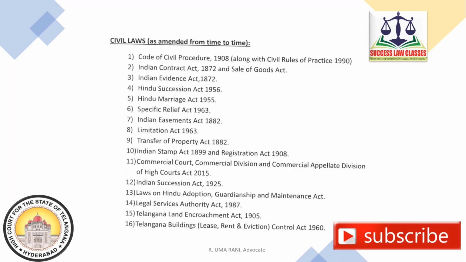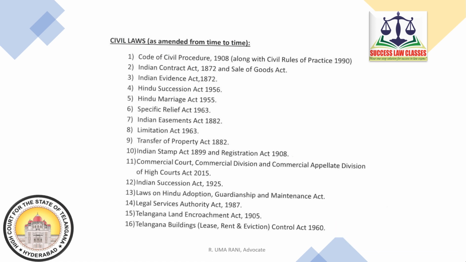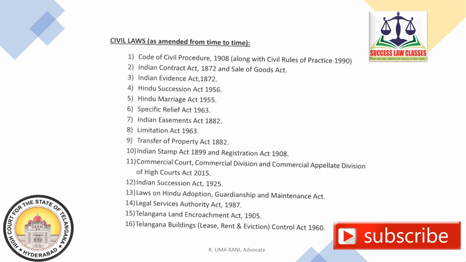So the civil law paper will consist of, as amended from time to time, the Code of Civil Procedure 1908, along with the Civil Rules of Practice 1919. Then the second subject will be the Indian Contract Act 1872 and the Sale of Goods Act. Then the third subject will be the Indian Evidence Act 1872.